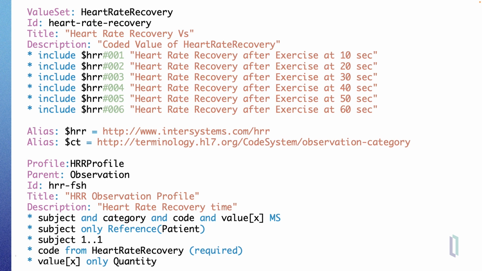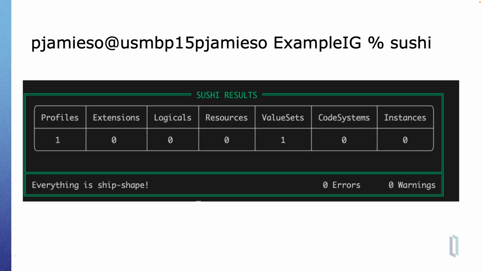Our profile is going to use as the parent resource the observation resource. We're going to give it an ID, HRR.FSH, and then a title and a description, and then some rules. And we're going to go into these rules one by one. We're also going to use Sushi to validate that our profile is correct. And you're going to see as I go through this, I'm going to show you that all warts and all, where I'm going to make mistakes, and we'll see what the output is from Sushi and then how Sushi could help us correct generating our profile.